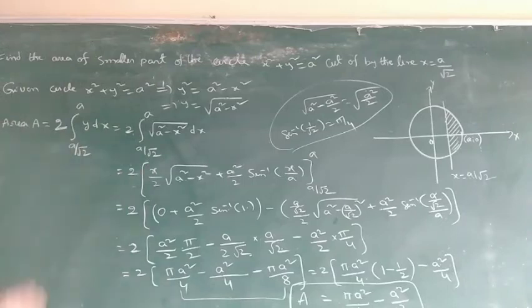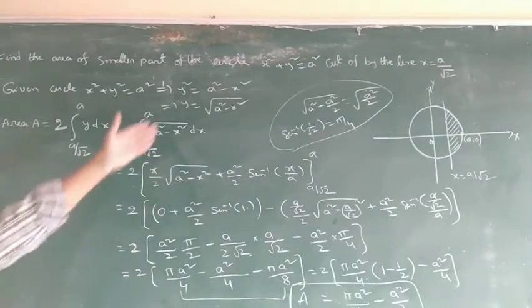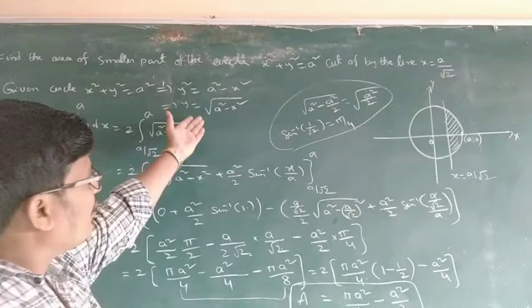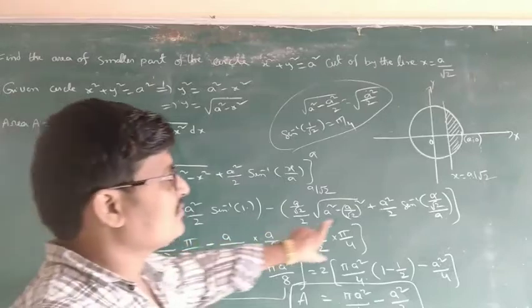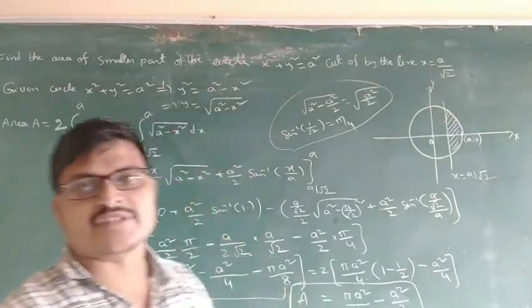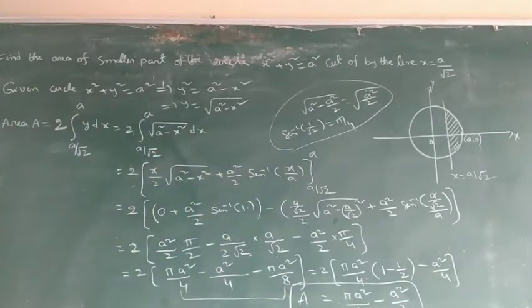Two quadrants means 2 into y, where y is equal to root of a square minus x square. Root of a square minus x square is also a direct formula. Only the simplification is the major part: plus, minus, adding, subtractions. This is the important one.